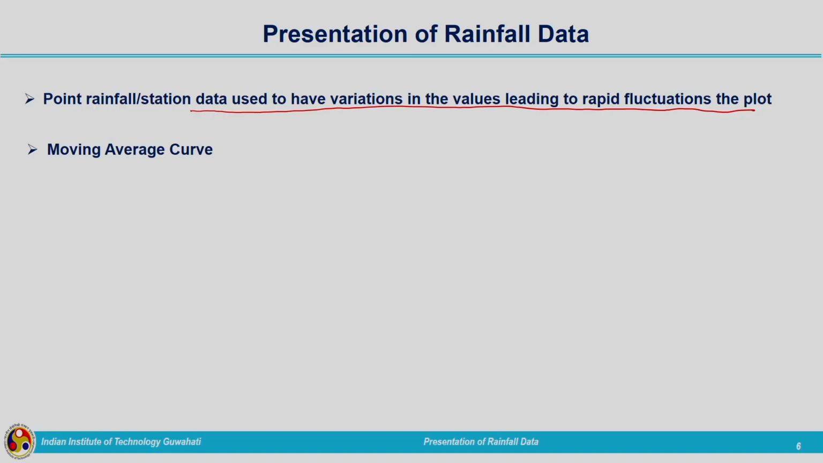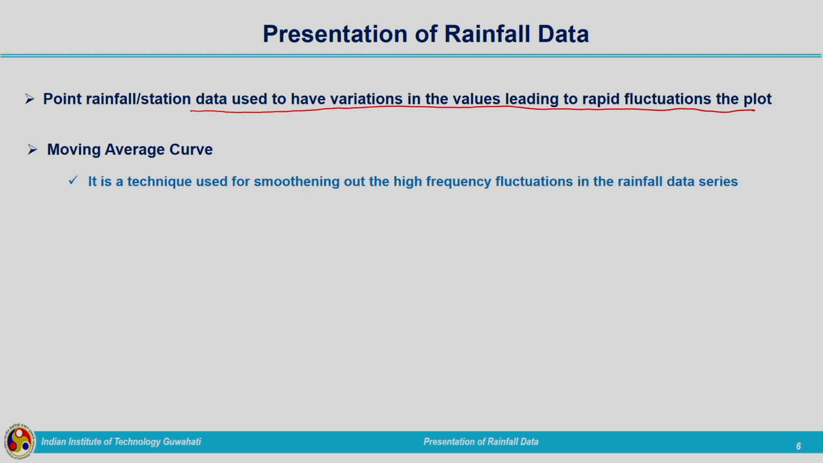How can it be done? It can be done by means of a statistical technique termed the moving average curve. So, what is moving average? What we are doing for smoothening out the high frequency fluctuations which are present in the rainfall data is certain averaging, as the name suggests, moving average. So, averages are calculated from the rainfall data. This is a technique for smoothening out the high frequency fluctuations present in the rainfall data.